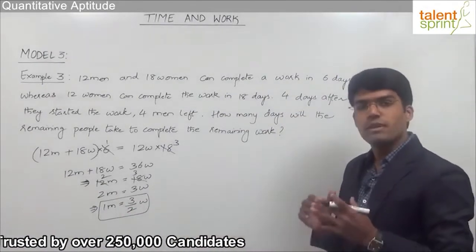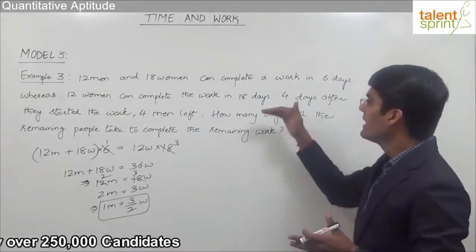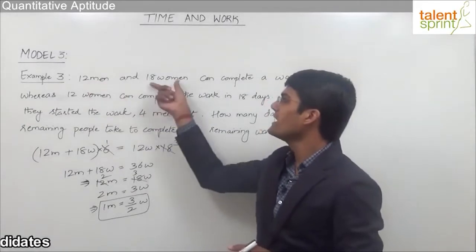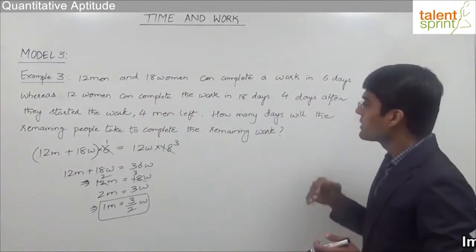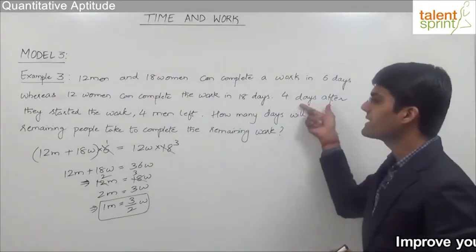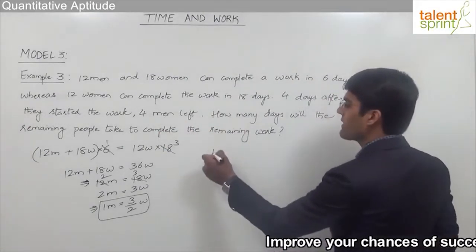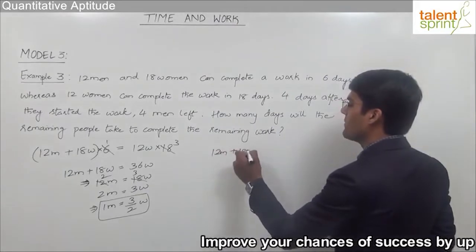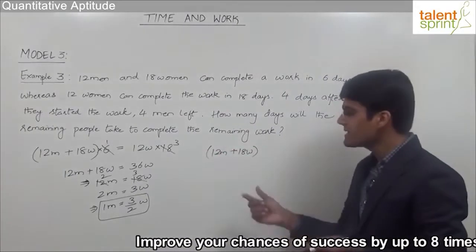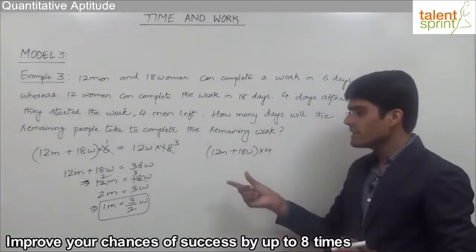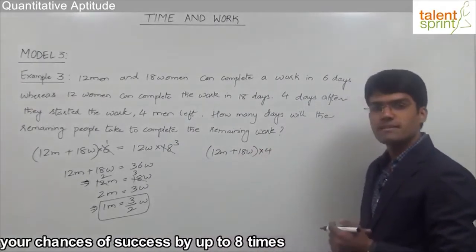Now let us try to frame the equation for the work done in the given case. Initially we know that 12 men and 18 women were doing the work for the first 4 days, and after 4 days 4 men have left. So very clearly, for the first 4 days there were 12 men and 18 women. So the work done by them can be taken as (12 men plus 18 women) into 4, since work is nothing but number of persons into number of days.